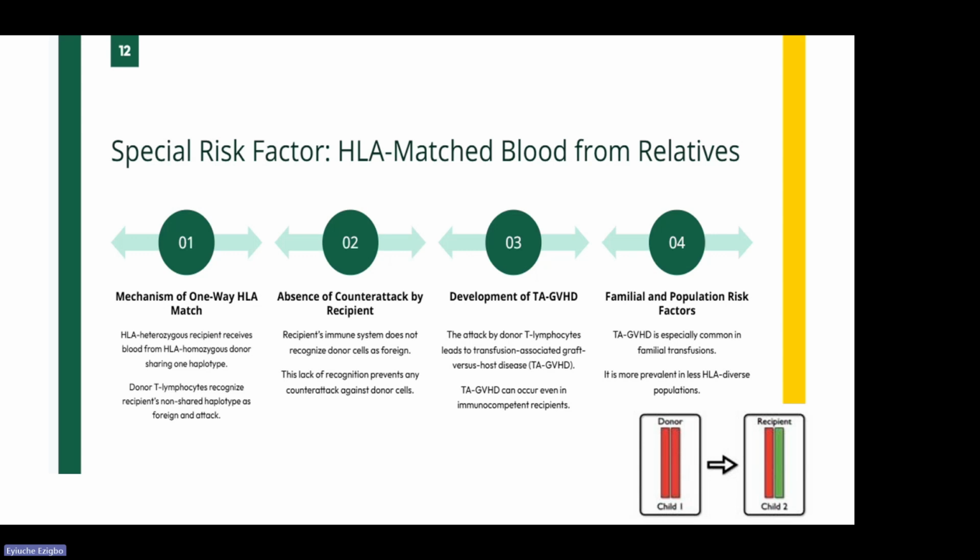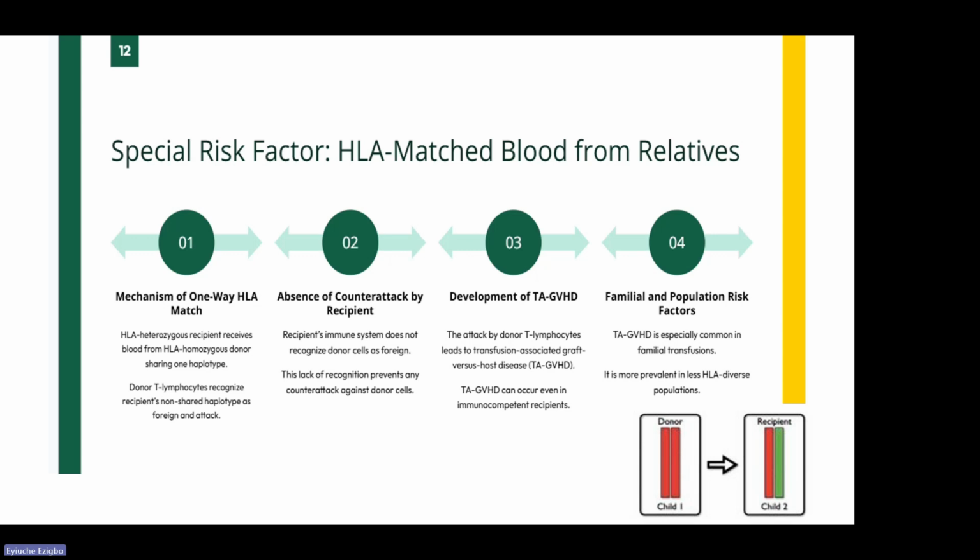He will not be able to counter attack this transfusion. So he will relax while the donor red cells are attacking his cells and causing tissue damage. So this is another mechanism, apart from those that are immunocompromised or immunosuppressed: this type of cross-matching, one-way HLA cross-match from a relative, can actually initiate graft versus host disease.